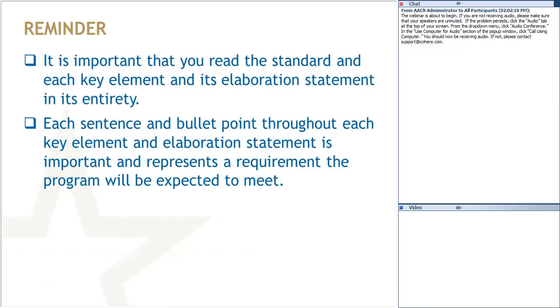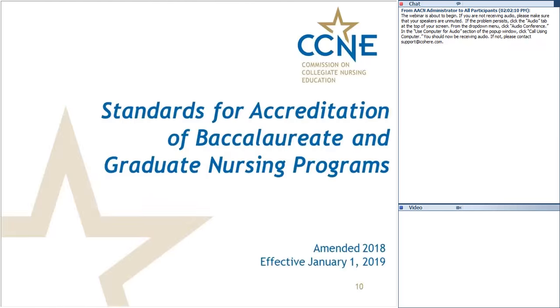As a reminder, it's important that you read the standard and each key element and its elaboration statement in its entirety. You may notice that there are often bullet points or perhaps a little alphabet underneath in the elaboration statement, a little A, B, C. Each of those items is important. So it's not a pick and choose kind of situation, but it's more that each of those items is intended to be addressed. So it's important that you make sure that you do so.